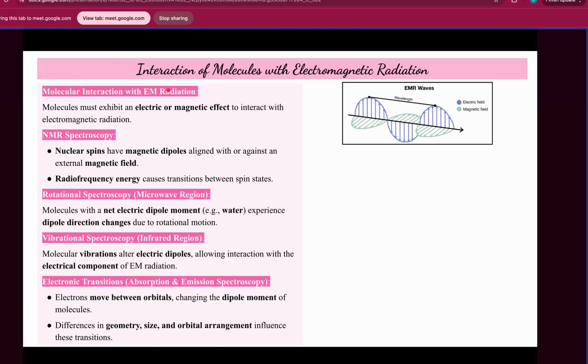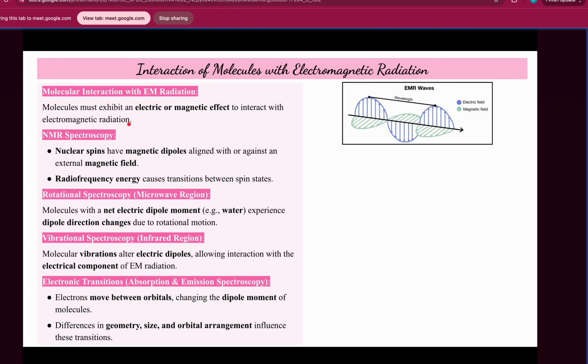Now we'll look deeper into the interactions of molecules with electromagnetic radiations. Molecular interactions with electromagnetic radiations: if we want to study any molecule, the first thing is that the molecule should interact with EM radiations. If it is not interacting with EM radiations, then we cannot study that molecule. A molecule must exhibit an electric or magnetic effect to interact with the electromagnetic radiations.